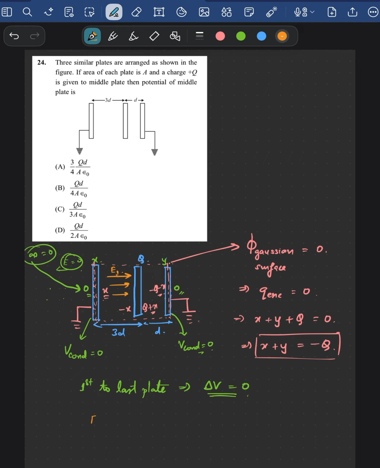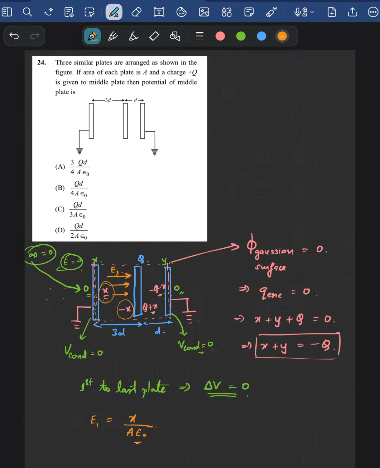So what will be the value of E1? The value of E1 will be equal to sigma by 2 epsilon naught due to this surface, and sigma by 2 epsilon naught due to this surface. Both the fields will add up. So your field in the first region will be equal to x by A epsilon naught.